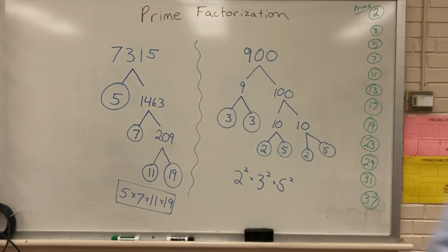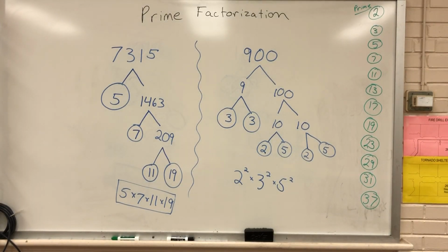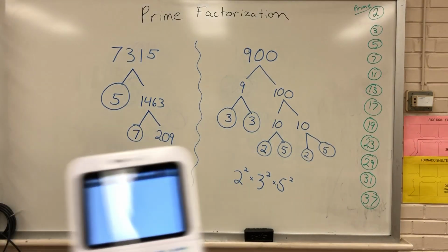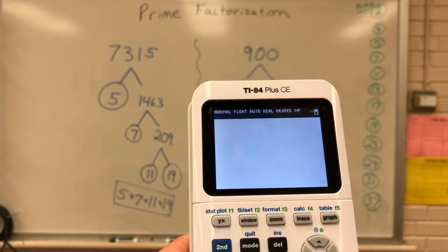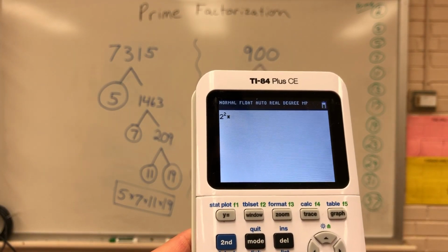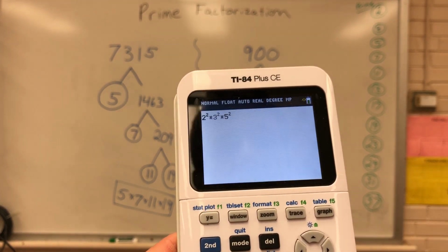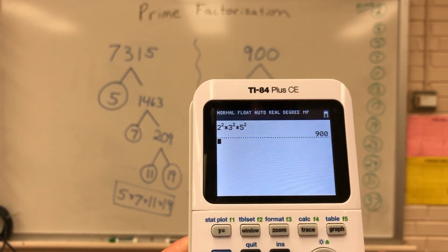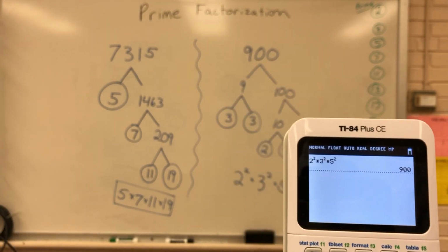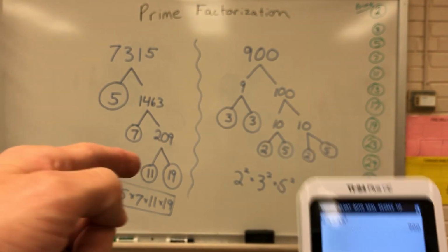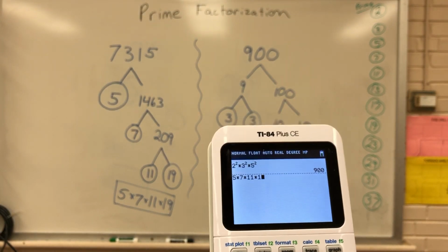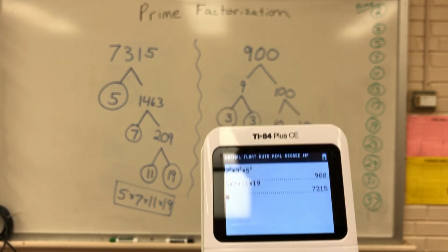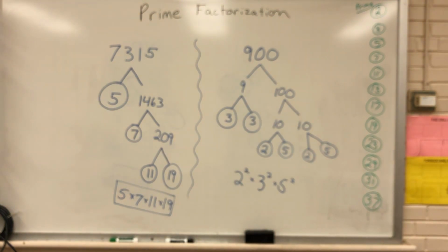Second thing, I'm going to check my answer. I just want to make sure I'm right, because if I'm wrong, I might cry. Of course, I'll turn off the camera before I do that. I'm going to do 2 squared times 3 squared times 5 squared. And when I do, I get 900. So if you want to check your answer when you're done, you can. Like I want to check this one right here that I'm pointing to. 5 times 7 times 11 times 19. 7315. Yes, it works. There we go. And that's how we factor into prime factors.